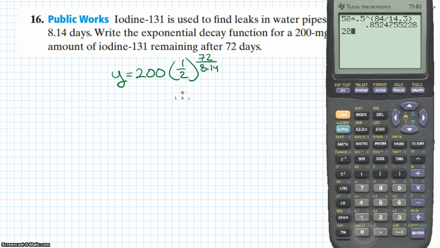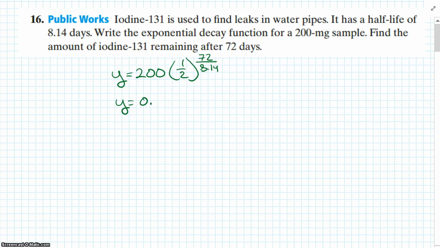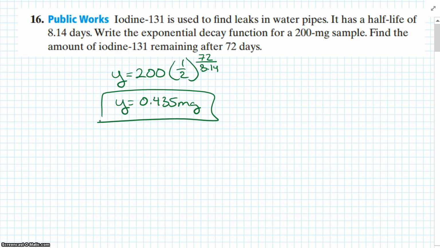So 200 times 0.5 raised to the 72 divided by 8.14. This should be a fairly small number. 0.435. So y equals 0.435 milligrams. And that makes sense. There's almost 9 half-lives in there. So if you divide 200 by 2 9 times, you would get 0.435. Okay, next problem.